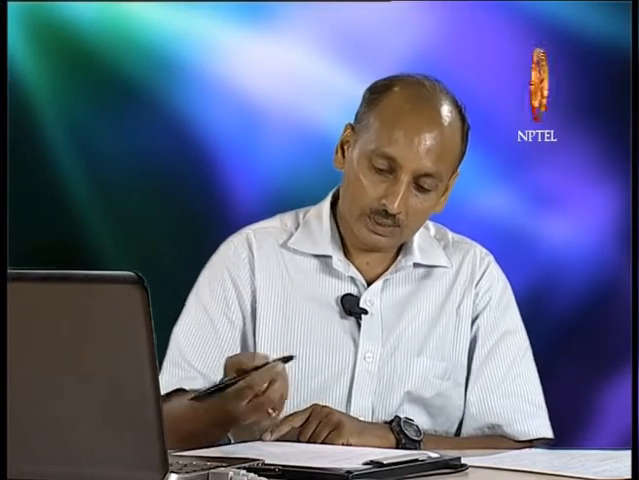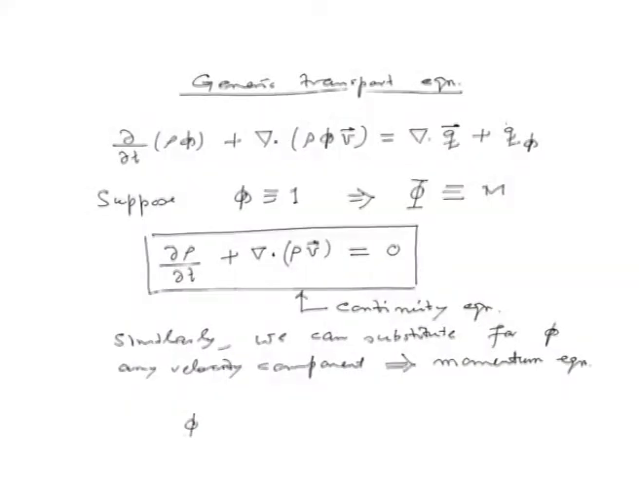And if we take phi is equal to small e, now our generic transport equation would lead us to the energy equation. So that is what we see, that the so called generalized transport equation which we have derived can be made to represent the transport of any conserved quantity.